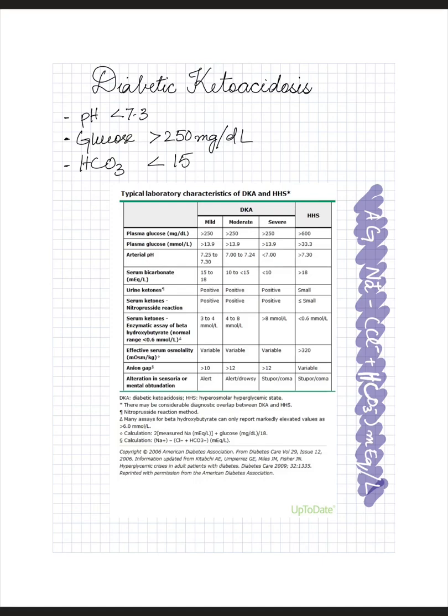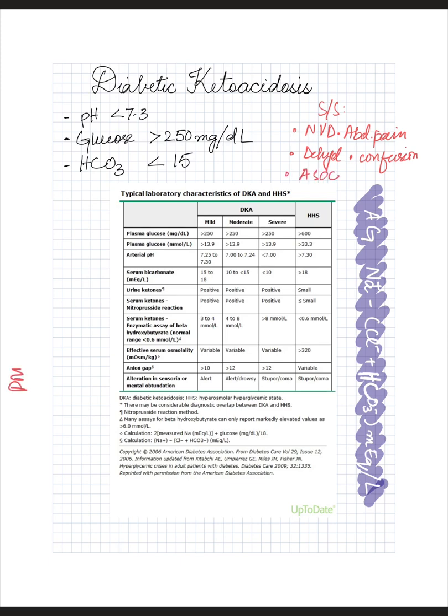Diabetic ketoacidosis is a common emergency condition. The patients usually present with signs and symptoms of nausea, vomiting, diarrhea, abdominal pain, dehydration, confusion, leading to altered state of consciousness.